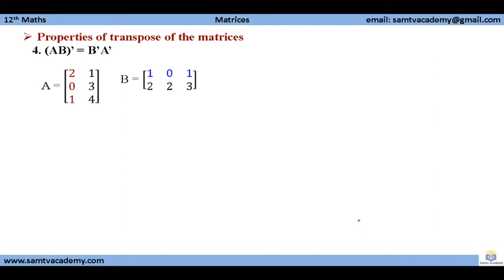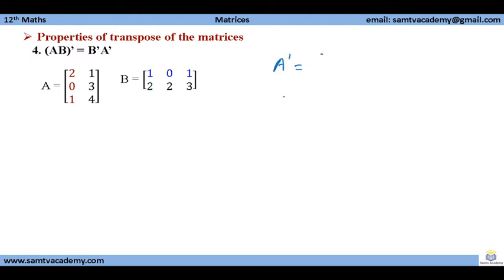The next property is (AB) transpose. It means if A is multiplied with B and then its transpose is taken, that will be equal to B transpose A transpose. Only we have to see that the order will be B transpose A transpose. We have to multiply B transpose with A transpose. We can't do A transpose B transpose, because the order will be changed.